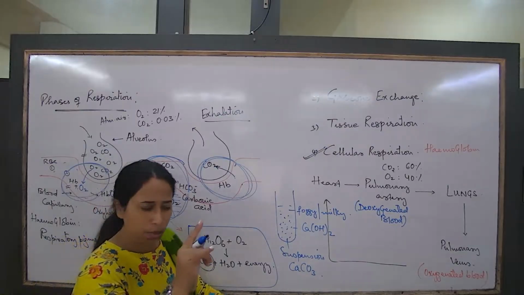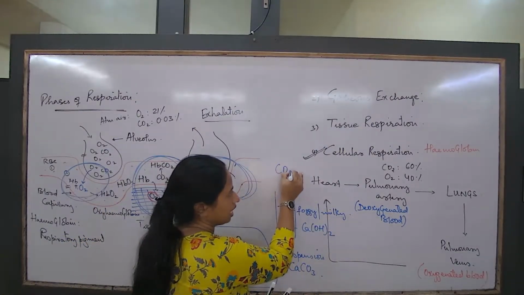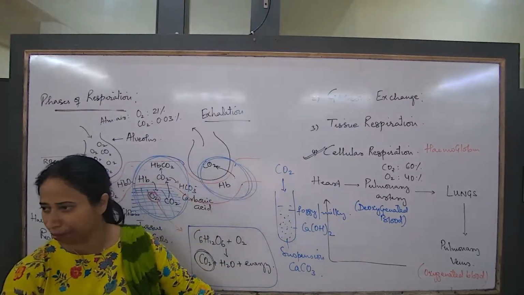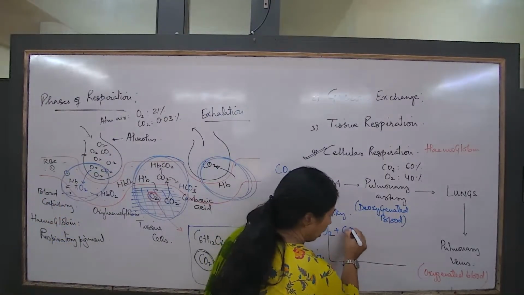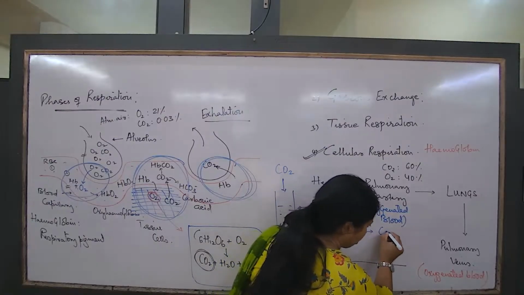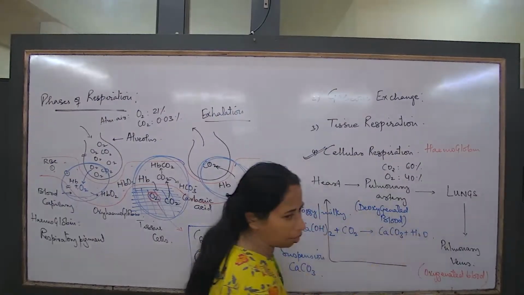So what is the chemical equation and what has happened? By the process of exhalation, what has come in? Carbon dioxide has come in. How is the new compound formed? Lime water reacts with carbon dioxide, resulting in the formation of calcium carbonate.